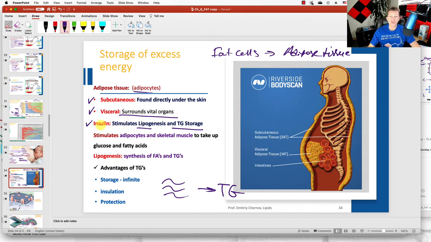So insulin is the storage hormone. Insulin stimulates adipocytes and skeletal muscles to take up glucose and fatty acids. So too much insulin, when we are consuming processed foods and your blood glucose is too high, let's say, right? And you're consuming processed foods, the insulin can stimulate adipocytes and skeletal muscles to take up not only glucose, but also fatty acids.